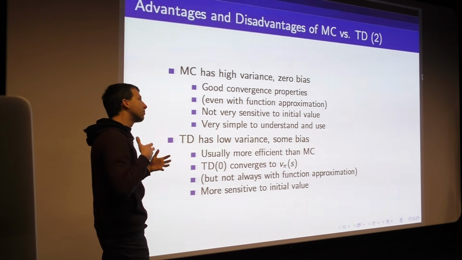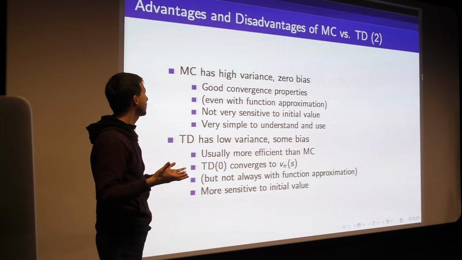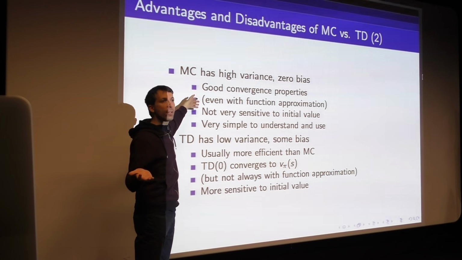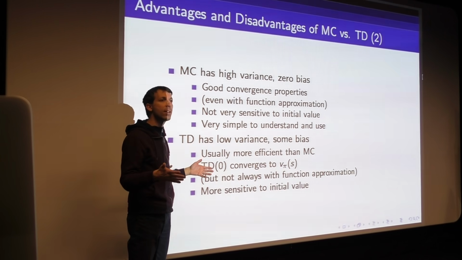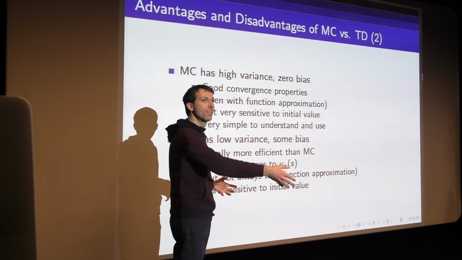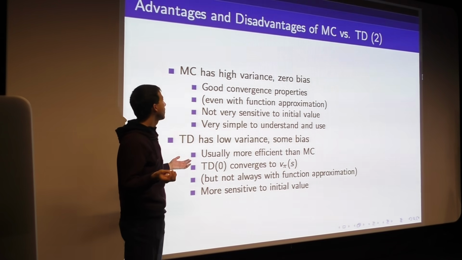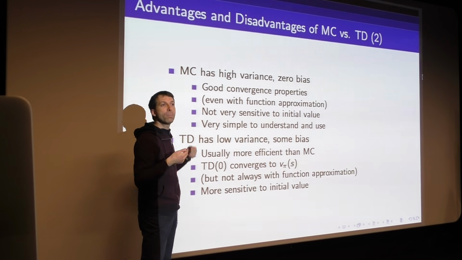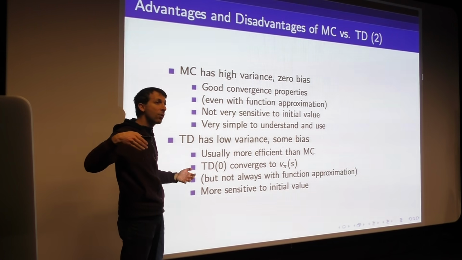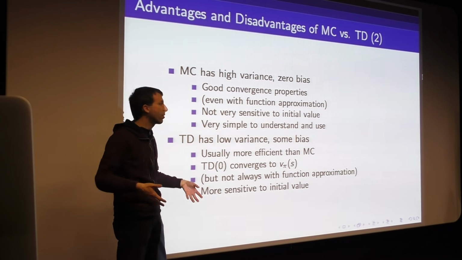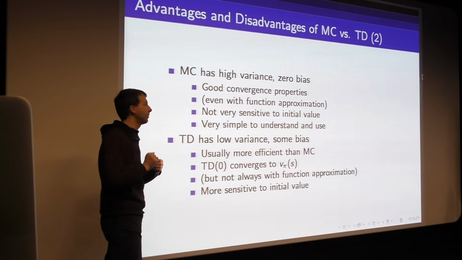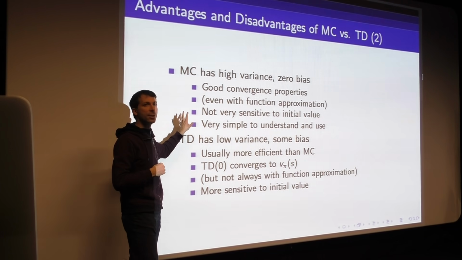Okay, so Monte-Carlo is high variance but no bias. Some good things about Monte-Carlo: as a result of being zero bias, it has very good convergence properties. We'll see later, even when you use function approximation, Monte-Carlo just works. It works out of the box. All the algorithms just converge to the correct answer. It's not very sensitive to the initial value because we're not bootstrapping from the initial value. It still matters where you start. It will take longer to adjust a really wildly wrong value towards the correct value. But it doesn't feed off itself. And it's very simple to understand and use.